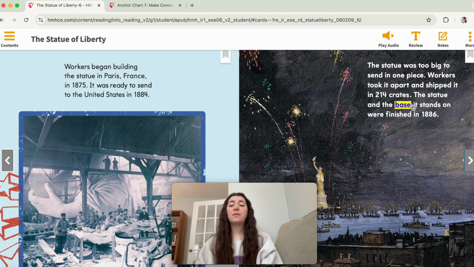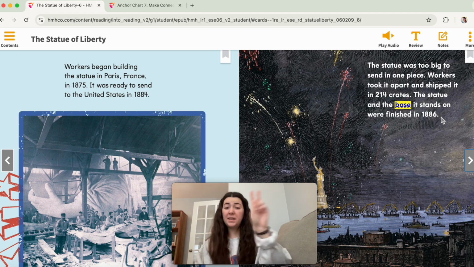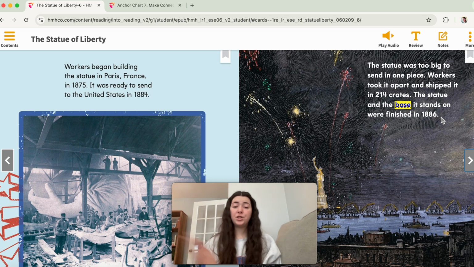The statue and the base it stands on were finished in 1886. So from 1884 to 1886 is how many years apart? 2 years. So from the time it was finished being built to the time it was shipped, it took 2 years to be standing.